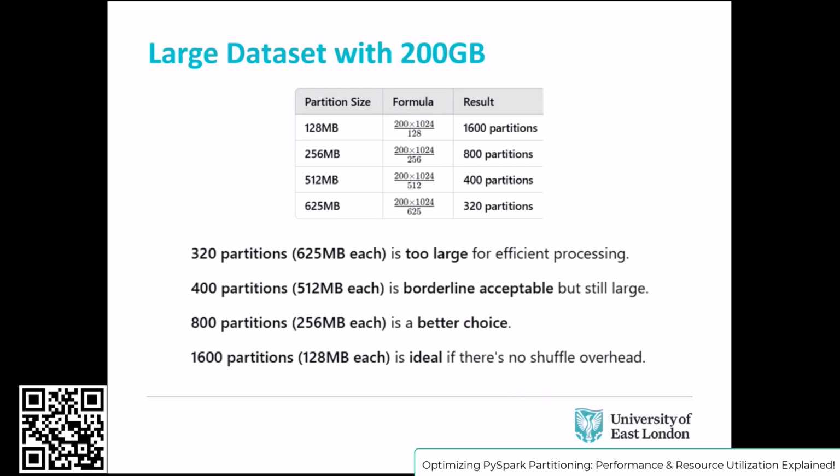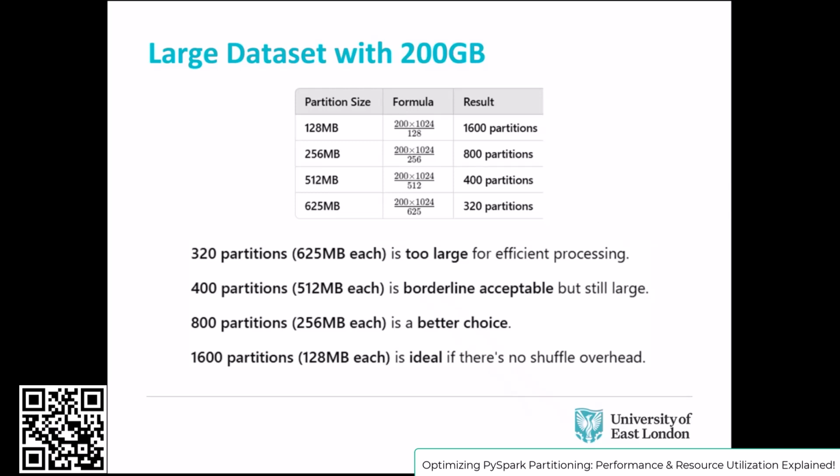The data I had was 200 gigabyte. The formula: 200 gigabyte multiplied by 1024. What is this 1024? Again, it's a conversion, because 128 is in megabytes and you need to keep everything in megabytes. That's the reason we multiply 200 by 1024, which converts gigabyte to megabyte. In this case, you have 1600 partitions if you want to go ahead with a partition size of 128.